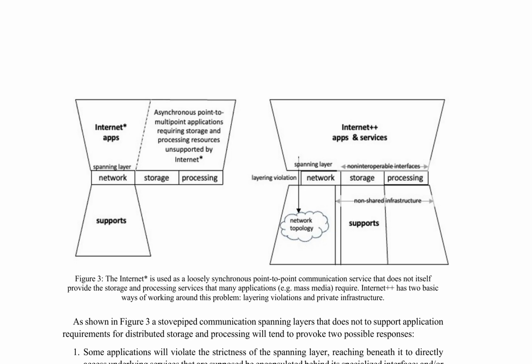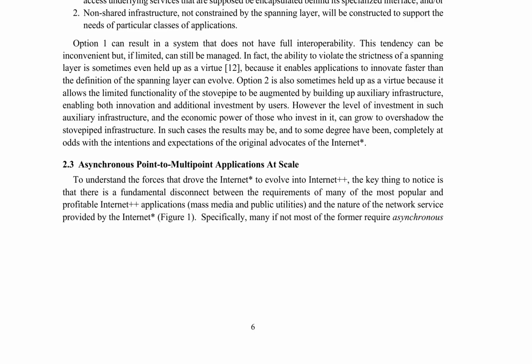The fundamental disconnect between Internet and Internet++ applications is attributed to the asynchronous, point-to-multipoint requirements of popular applications, such as mass media and public utilities. The Internet provides a synchronous, point-to-point communication service, which is insufficient to meet these demands. This mismatch drives the evolution of Internet towards Internet++. The limitations of stovepiped spanning layers and the consequences of adopting them as community standards are highlighted, emphasizing the need for a more flexible and adaptable infrastructure that can accommodate diverse application requirements.